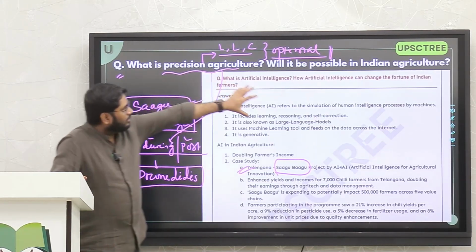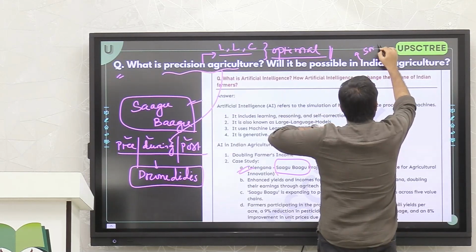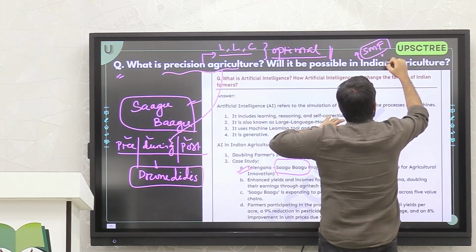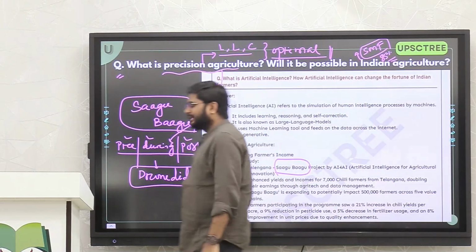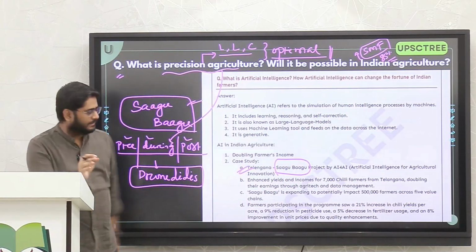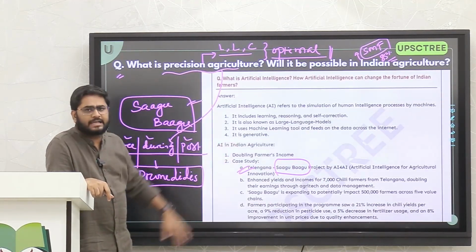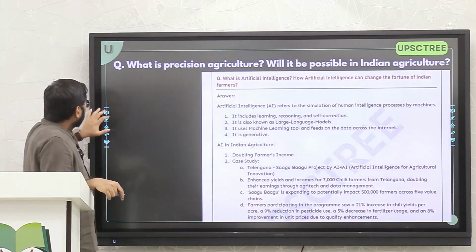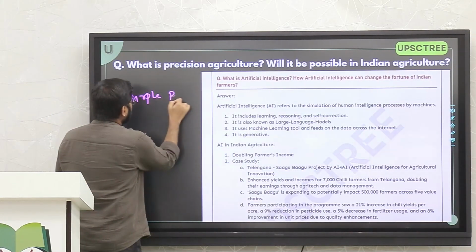I know the question is, will it be possible in Indian agriculture? That question is coming because if you look at Indian farmers, small and marginal farmers are 85%. So there is not much land holding. So can we go for precision agriculture? Yes, drip irrigation, per drop more crop, all these things can be done. And in fact if you look at Kashmir, they are going for the purple revolution. That is nothing but precision agriculture.